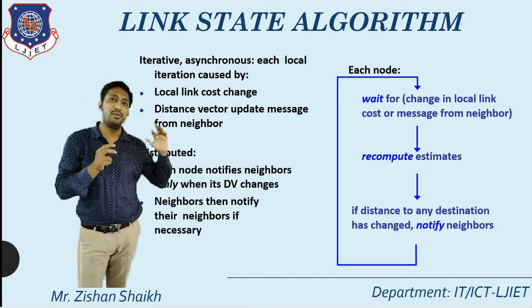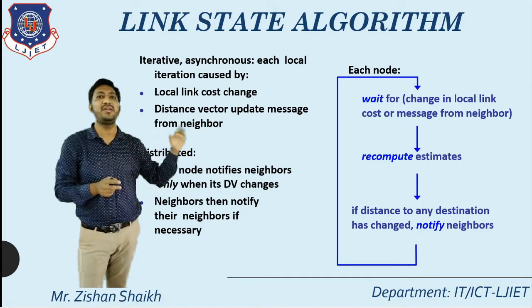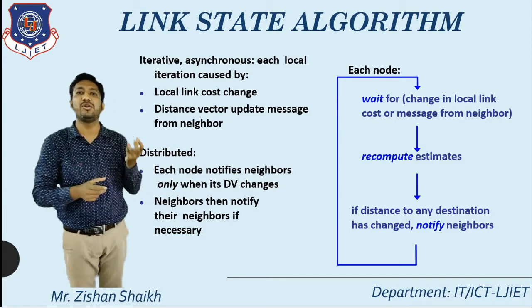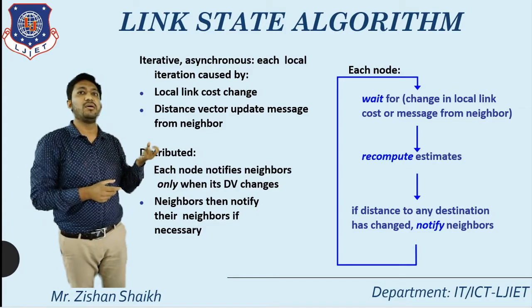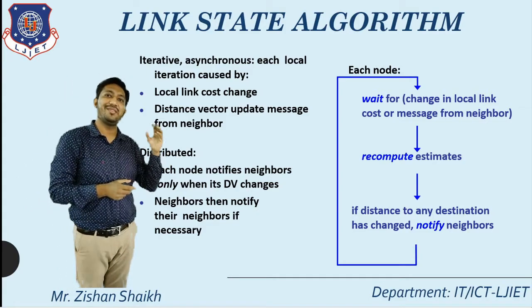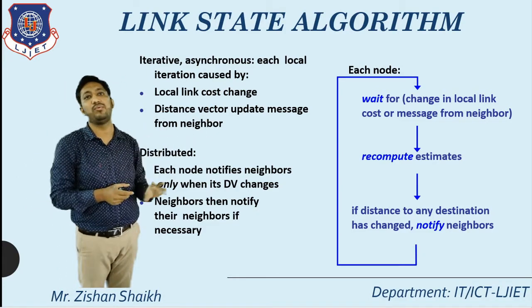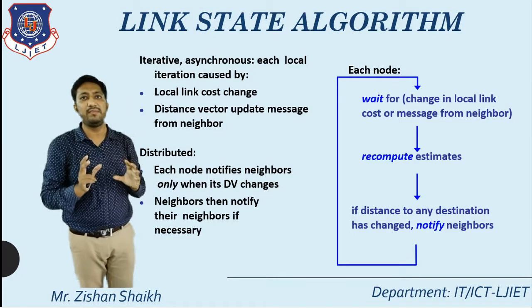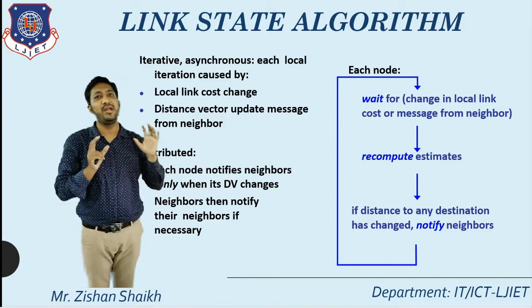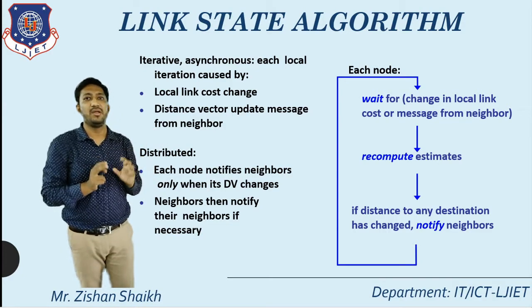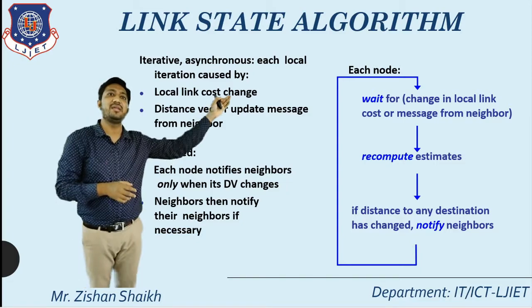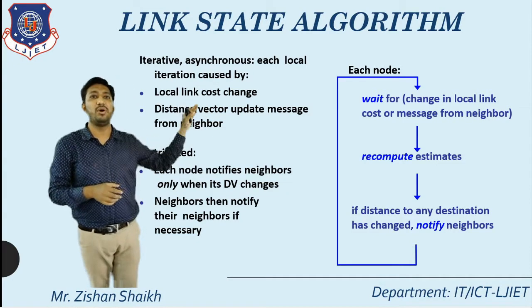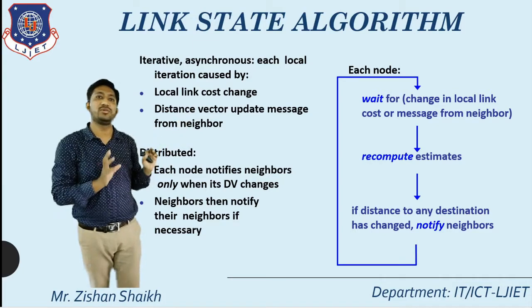This process is iteratively ended till each and every node gets the optimal cost of reaching from that node to all other nodes. So this is the very basic concept of the link state algorithm, that is iterative and asynchronous. Now, if we see it in the iterative manner, then each and every node waits for a change in the local link cost.